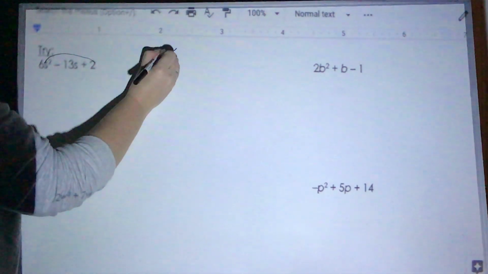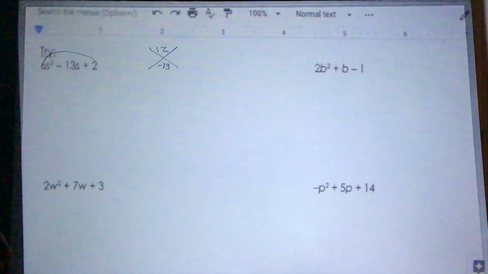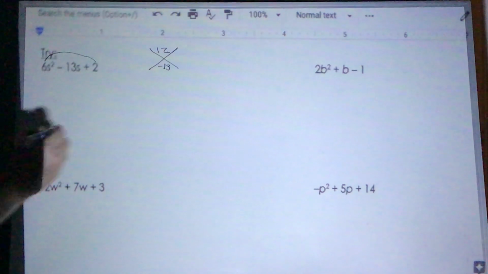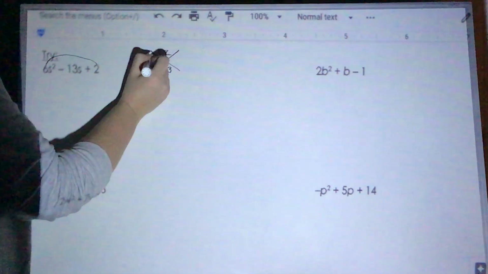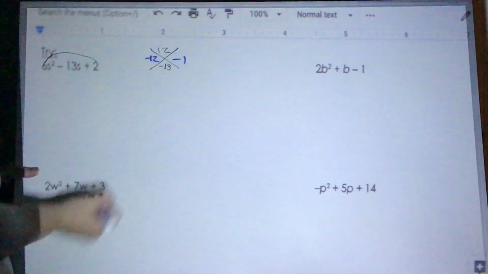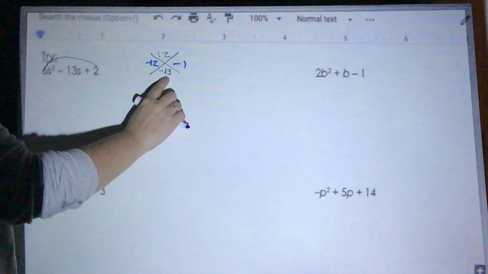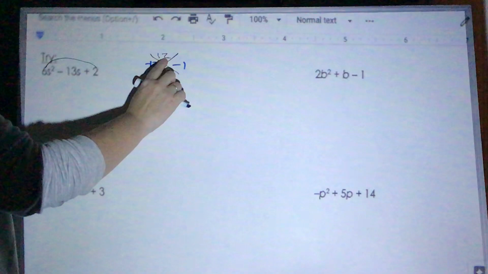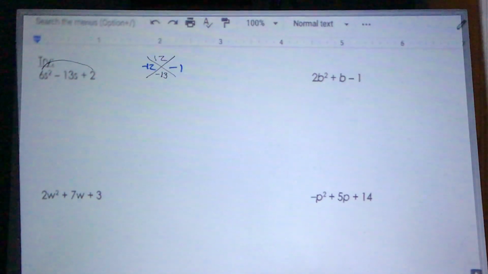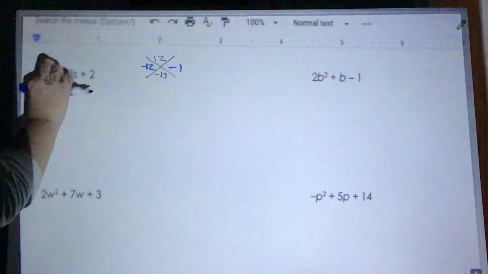So we want two numbers that will multiply to give us 12 and add to give us -13. Those two numbers would be -12 and -1. If you add them together, you get -13, and if you multiply them, you get +12. Now that part was the same as what you did last week, but here's where it gets different.